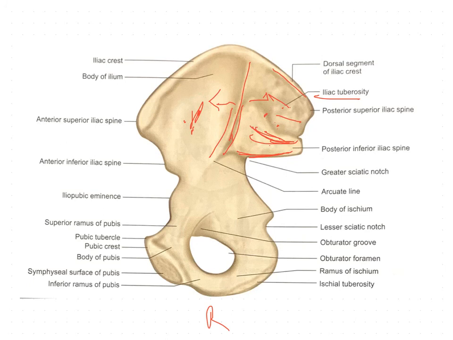So this is all about the bony markings and osteological information about this ilium. In the next session we are going to discuss the other two parts of the hip bone, that is pubis and ischium.